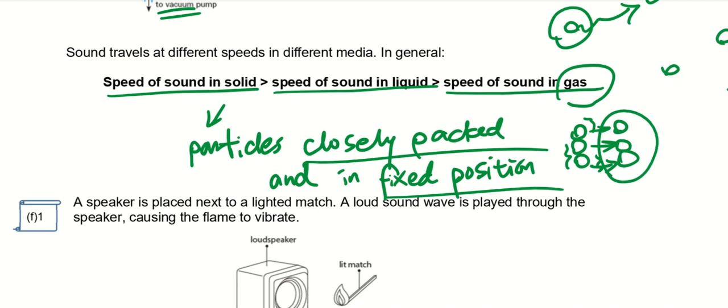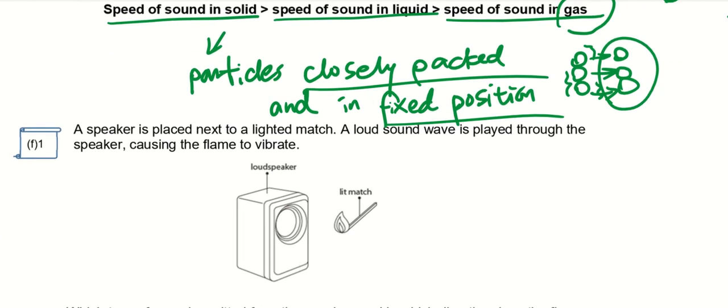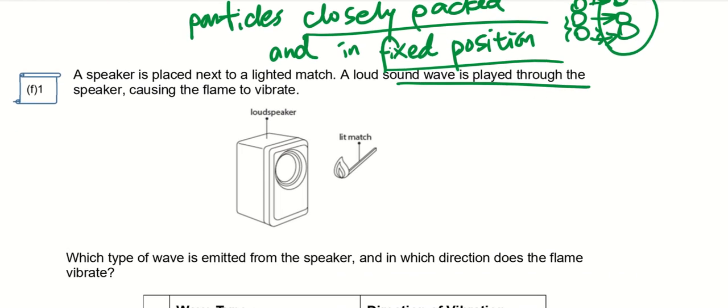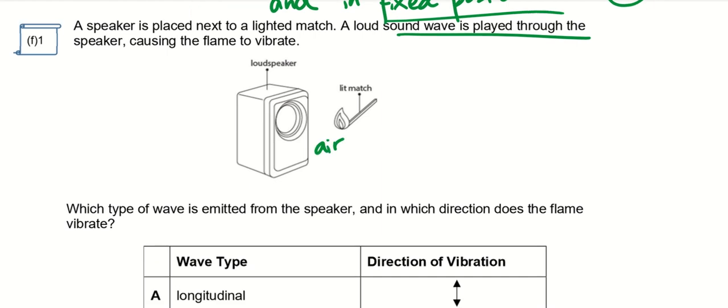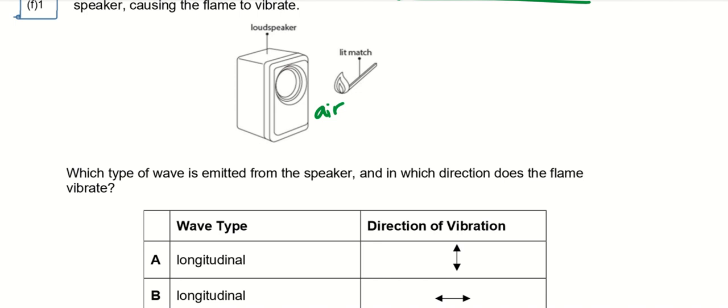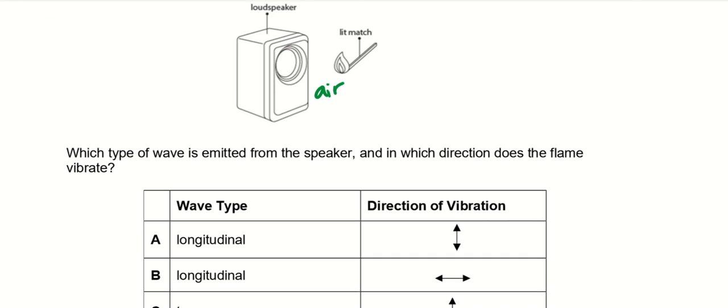Okay, so let's look at question F1. A speaker is placed next to a lighted match. A loud sound wave is played through the speaker, causing the flame to vibrate. Okay, basically it's the air around the speaker that vibrates. Now, which type of sound is emitted from the speaker and in which direction does the flame vibrate?